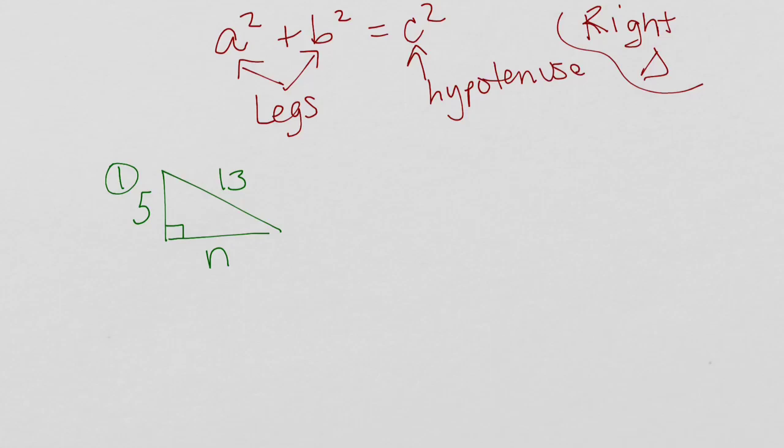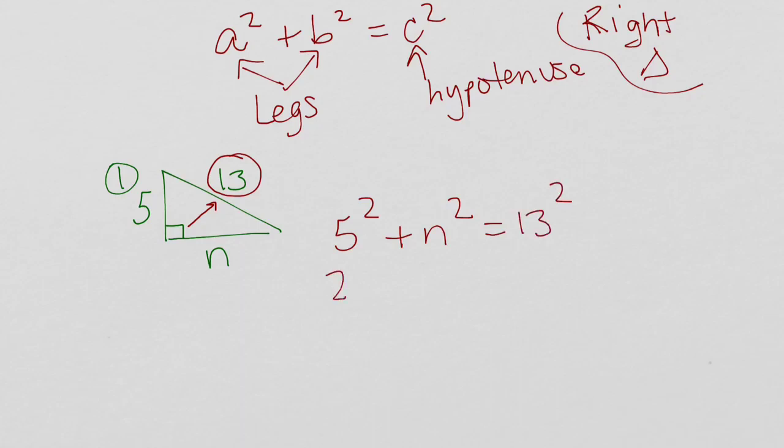So in this case, we have to figure out which are sides A and B and which is side C. C is always the hypotenuse, which is always opposite the right angle. And a little hint, it's always the largest side. So 13 is actually C. So we can fill in the formula, 5 squared plus n squared equals 13 squared. And if we actually square these, we get 25 plus n squared equals 169.